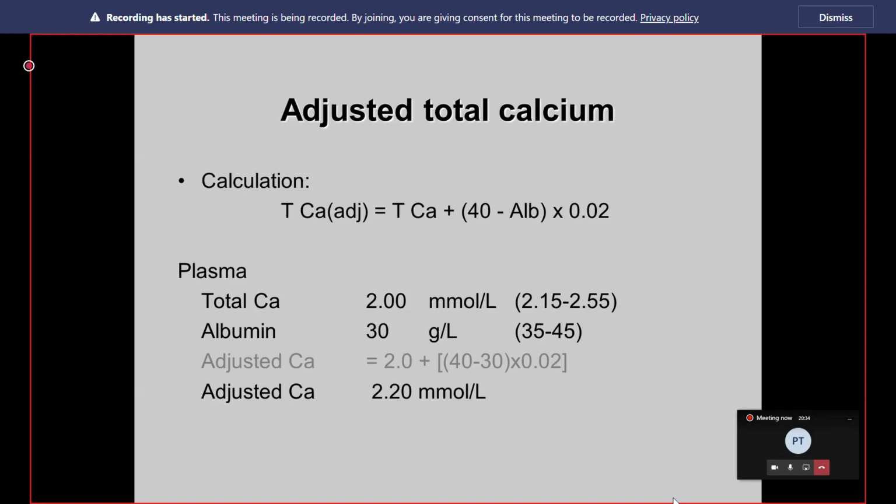So here is an example of someone with a total calcium of 2.0, where the albumin is low at 30. So we adjust it back to 2.20 because the albumin is 10 less than 40, which is what we adjust the total calcium to.